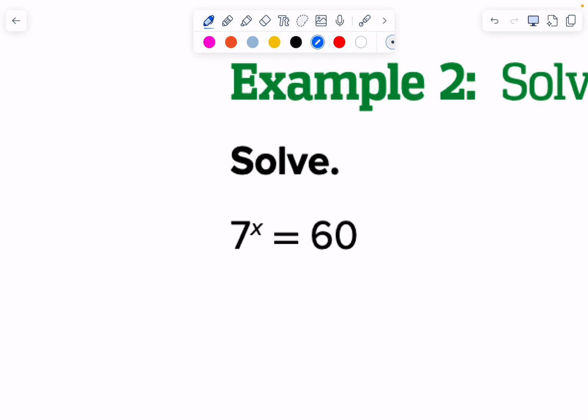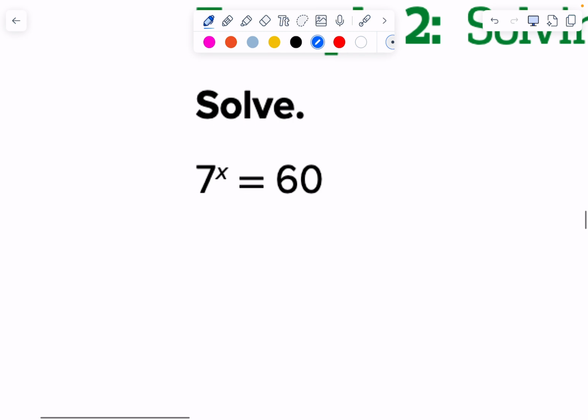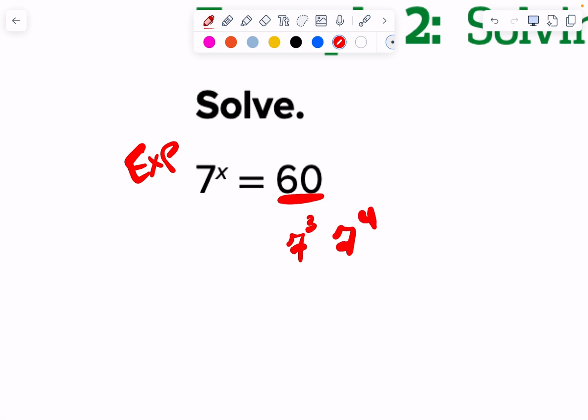Example 2 says 7 to the x power equals 60. We are still in exponential land, true? We're still dealing with exponents, but can you write 60 as 7 to the third power, or 7 to the fourth power, or 7 to the fifth? Will I make 60 out of 7s? 7 squared is 49. 7 to the third power is really huge. I don't think I can make 60 out of that. So, we're stuck. My whole strategy of trying to make them the same bases fails.